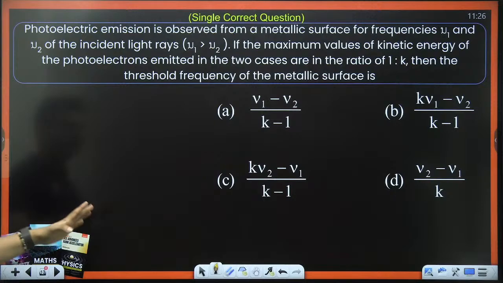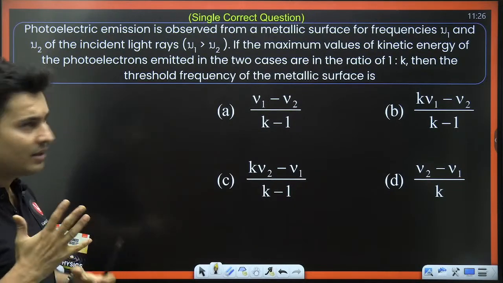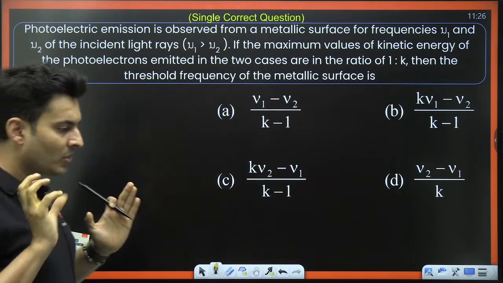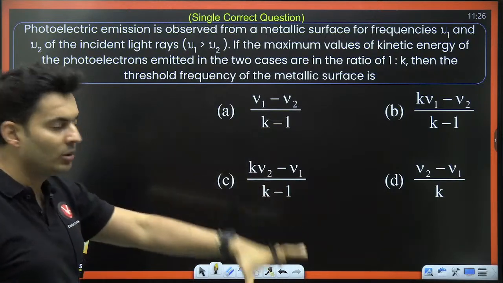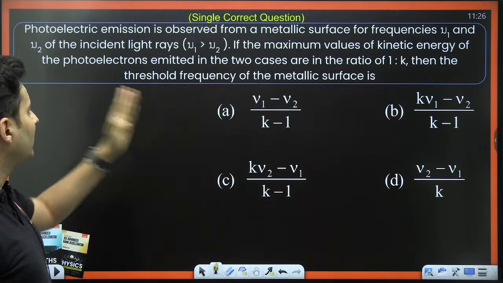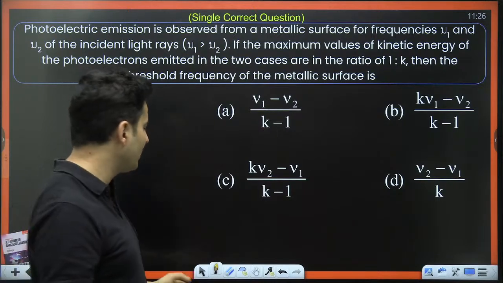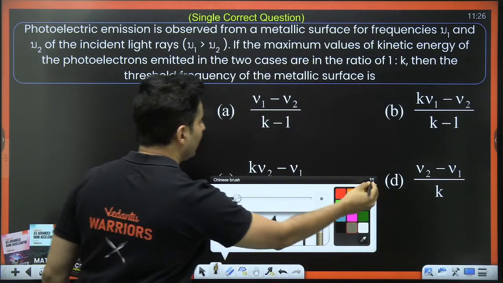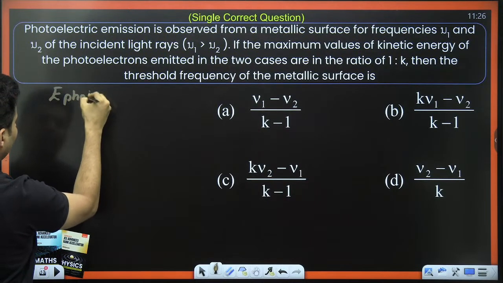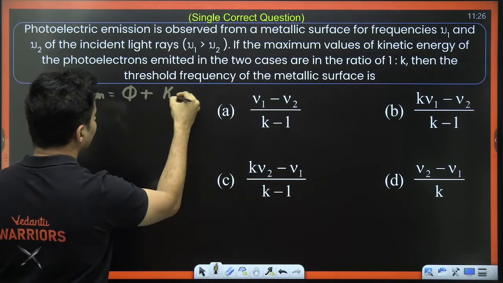Yes, option A is correct. In a photoelectric effect, frequencies are 𝛎1 and 𝛎2 for two different light waves falling on the metallic surface. So once you use one type of light, second time you use a different color of light. The kinetic energy is in the ratio 1:k. Then the threshold frequency, that means I need the work function to find the threshold frequency. So always start with your photoelectric equation, which is nothing but energy of the photon is work function plus the kinetic energy.